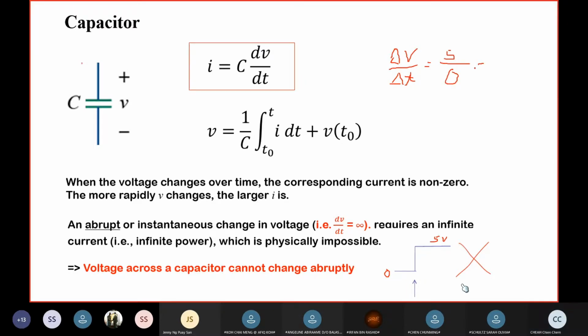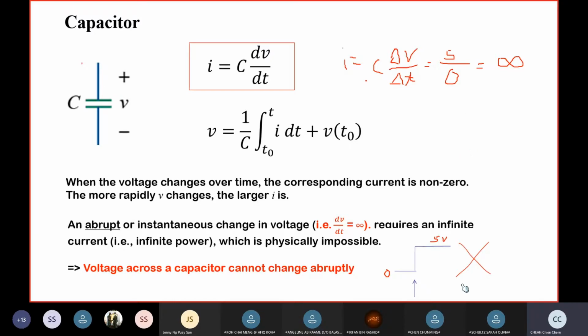If dV/dt is infinite, your current is infinite, correct? Which means that you can generate infinite current. Now, this is not possible. This means that you can easily generate energy just by switching the voltage from one value to another. So this is not physically realizable. Because of these physical equations, we know that the voltage cannot change suddenly.